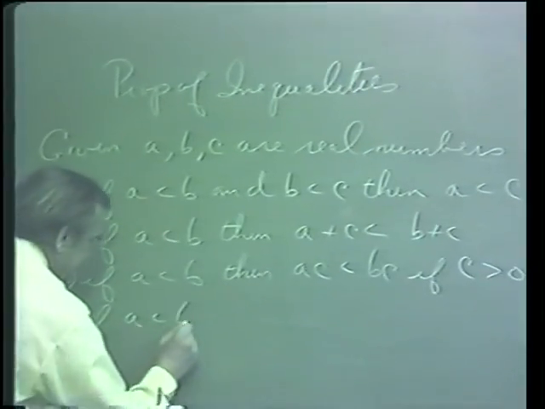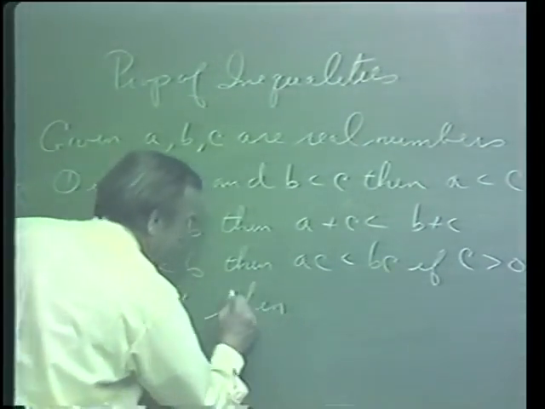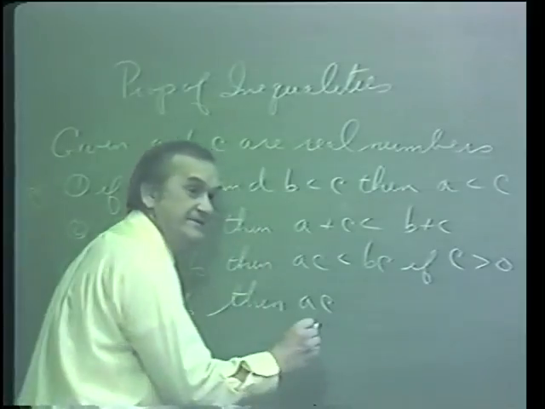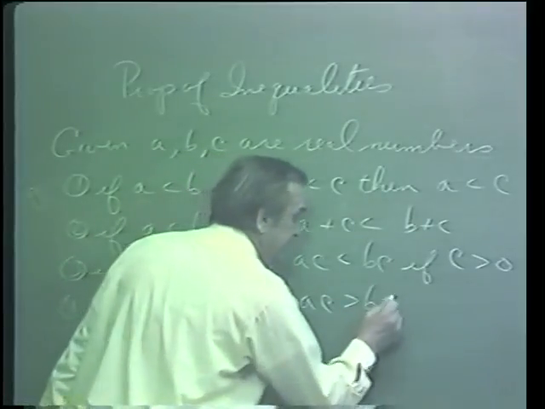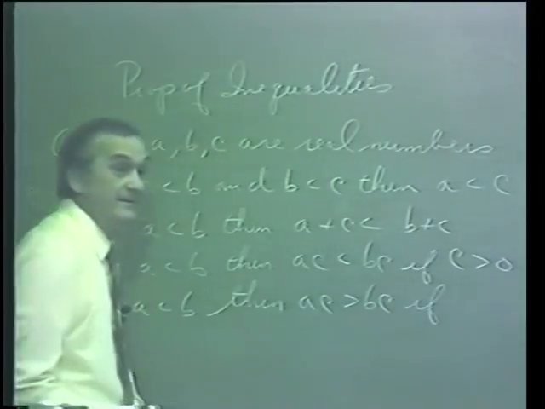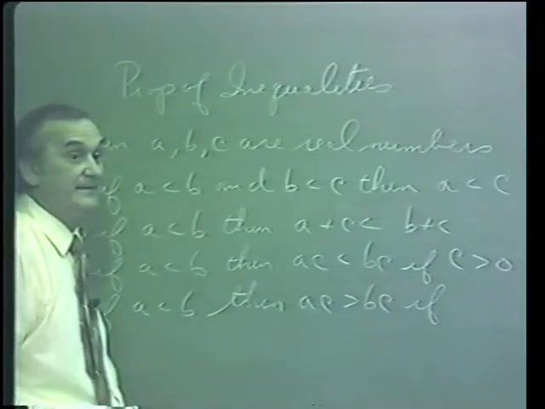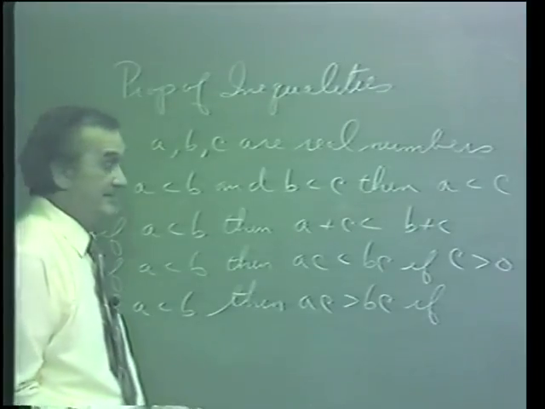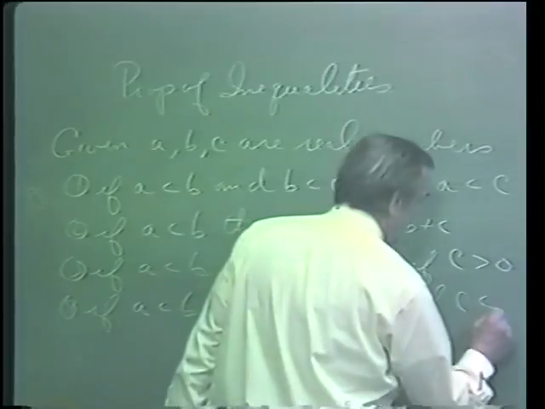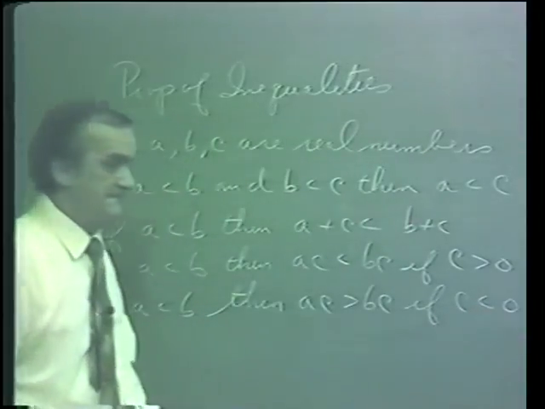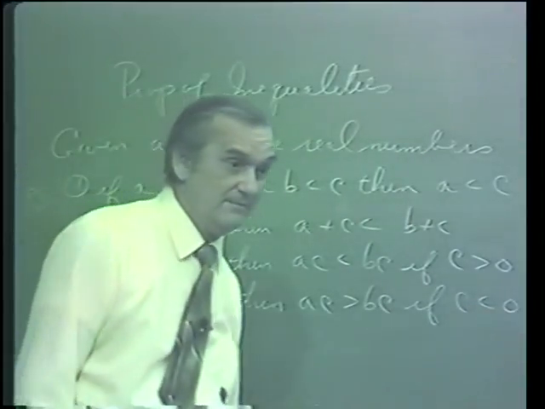If A is less than B, then AC is greater than BC if... What? If it's a negative number. Yeah, C is smaller than 0.